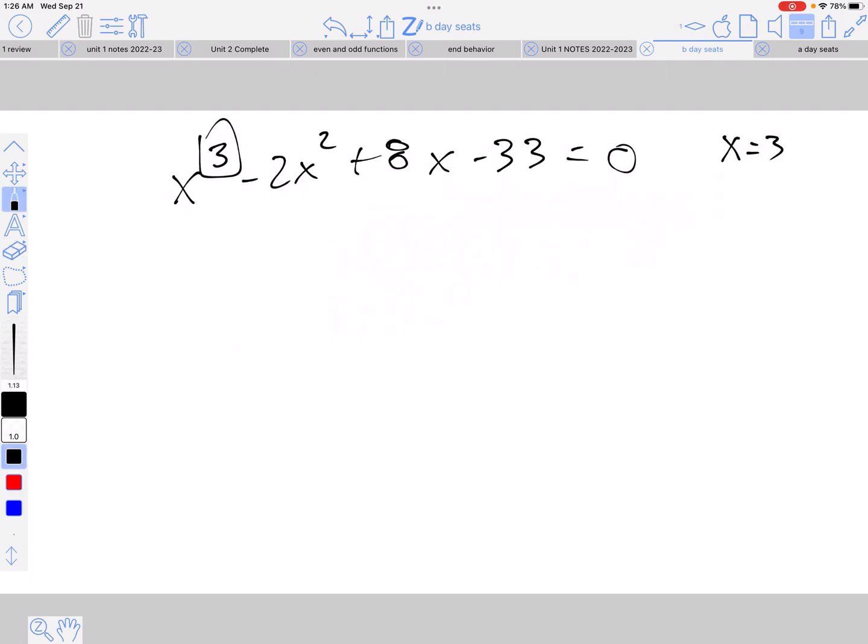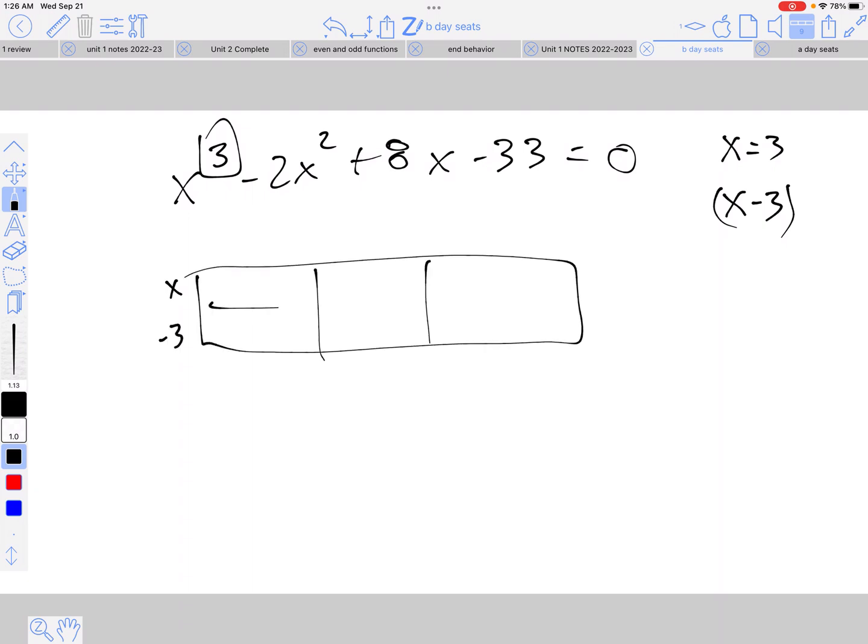Alright, so remember, x minus 3 is the factor of that root. So we're going to divide it out so that we can find the other factors. I like the box method. If you like long division, go for it. So x cubed is the goal, which means I know that it had to multiply by x squared.